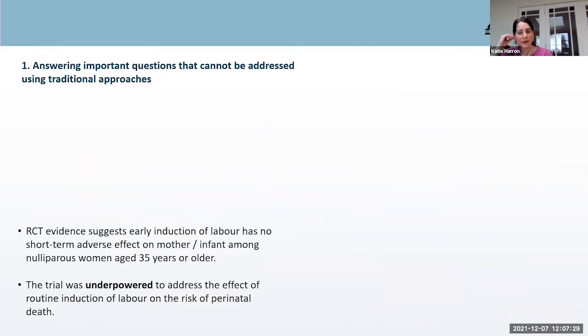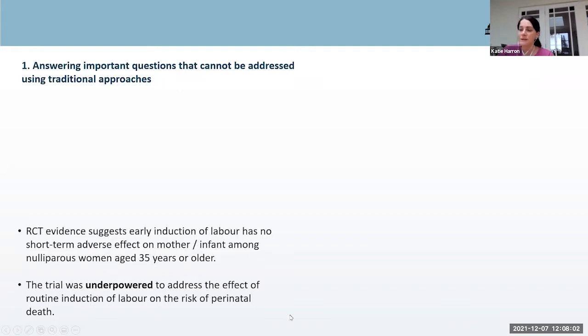In my next few slides, I want to give some examples of the value of linked mother and baby data, if my barky dog in the background lets me. So first, it can be used to answer questions that can't be addressed using traditional approaches. So for example, evidence from randomized controlled trials suggests that early induction of labour for first-time mothers aged 35 years and older has no short-term adverse effects and might be beneficial in terms of safety.